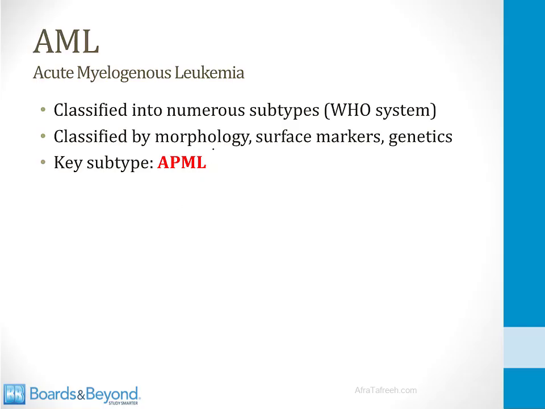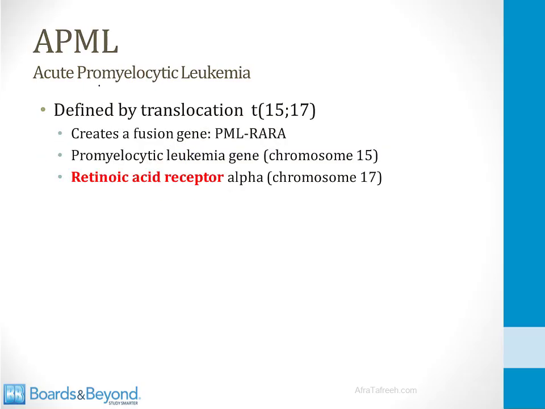AML is classified into numerous subtypes by a World Health Organization system. The different leukemias are classified by morphology, surface markers, and genetics. You can read about these in textbooks, but the most important subtype to know about clinically is called APML. APML is acute promyelocytic leukemia, and this subtype of AML is defined by a translocation between chromosomes 15 and 17. The presence of this translocation makes a case of AML into the APML subtype. This translocation results in a fusion gene between the promyelocytic leukemia gene on chromosome 15 and the retinoic acid receptor alpha gene on chromosome 17.